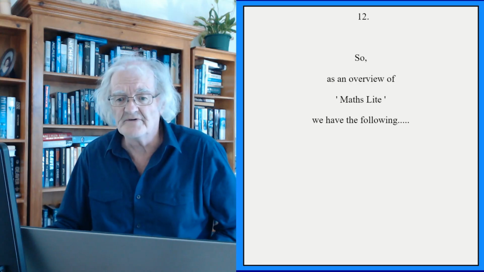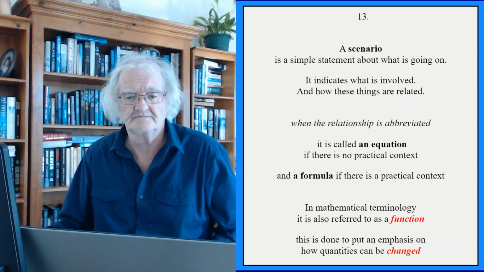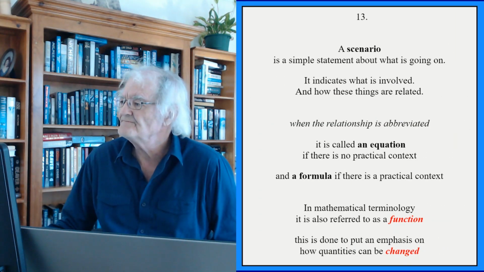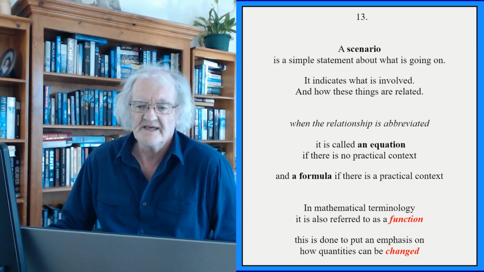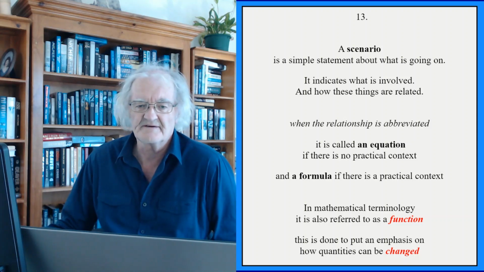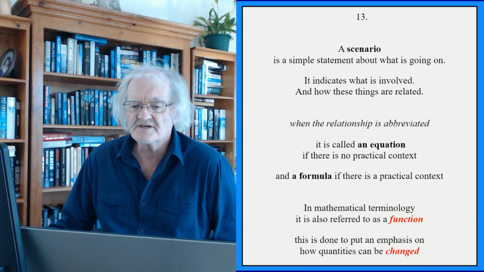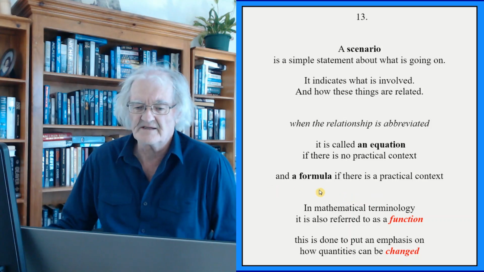So, as an overview of Maths Lite, we have the following. A scenario, a simple statement about what is going on. It will indicate what's involved and how these things are related. When the relationship is abbreviated, it's called an equation if there's no practical context. And it's referred to as a formula if there is a practical context.